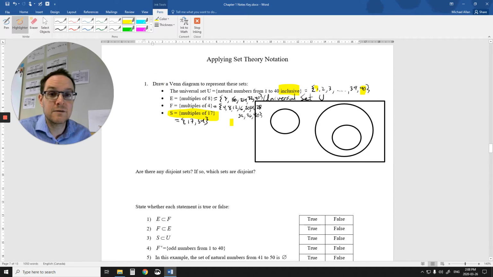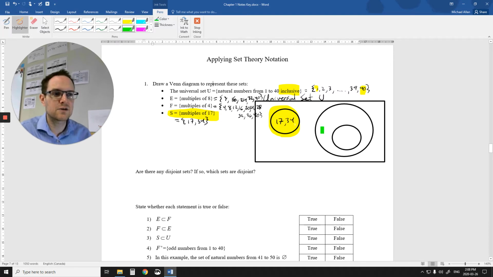Now let's look at this one down here. So the multiples of 17. Multiples of 17 are 17 and 34. If I look at my other sets here, neither one of these sets have a 17 or 34 in it. So that set of 17 is this circle here because it's disjointed. It doesn't have any numbers in common with the other sets.